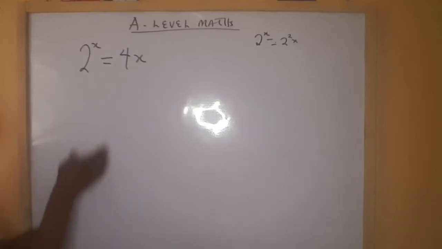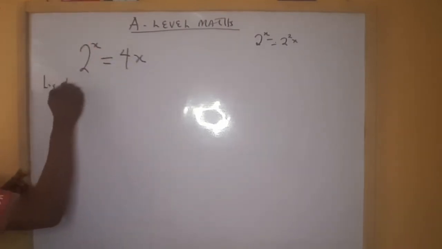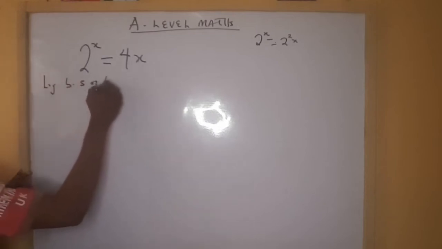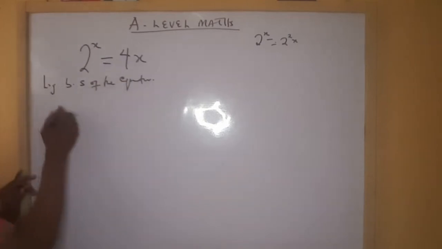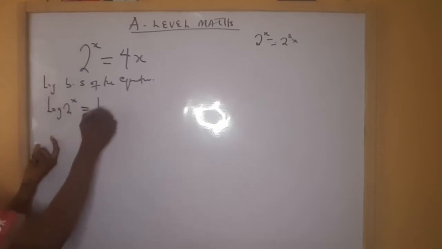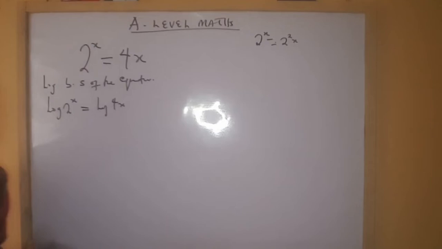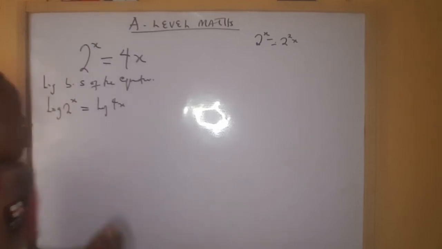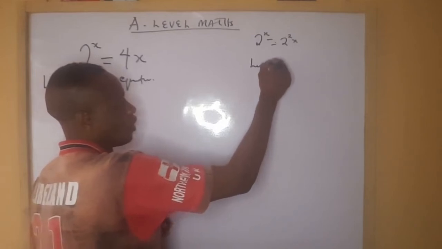So what we do is that we simply log both sides of that equation. The first thing you do is log both sides of the equation. So if I log both sides, that means I'm going to have log 2 raised to power x for this side, right? Then it will be equal to log 4x. But remember something clearly, in logarithm, let me put that as an illustration here.